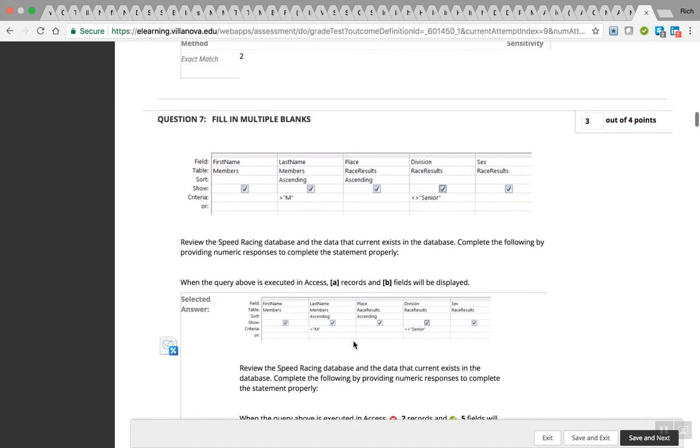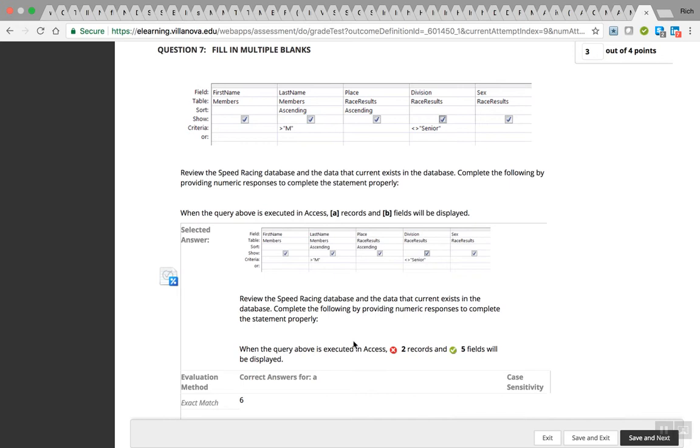Now this one's a little bit trickier. In this case, as we look at the database, this is actually a join, because we see there's more than one table involved with this. This is going to be the members table joined against the race results table. Now we look at the show. We're going to show all 5 fields, so whatever we find, we're going to return.